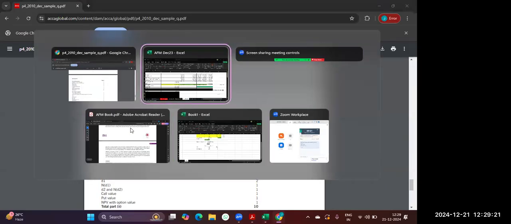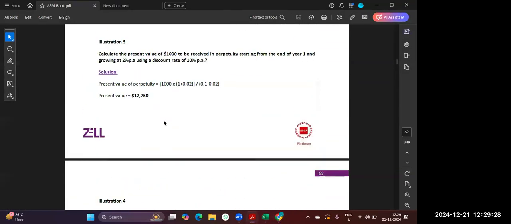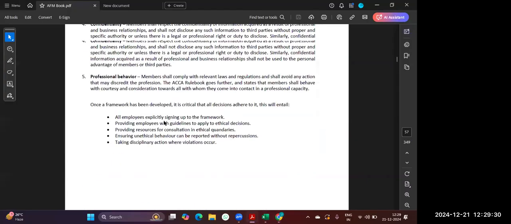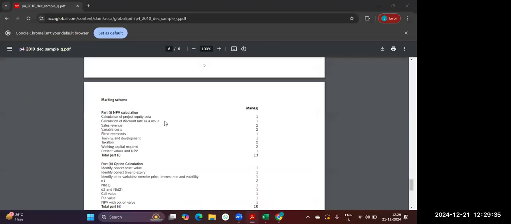Now, there is no present value table. Okay, it's simple. Say ACCA paper. We don't have it here.